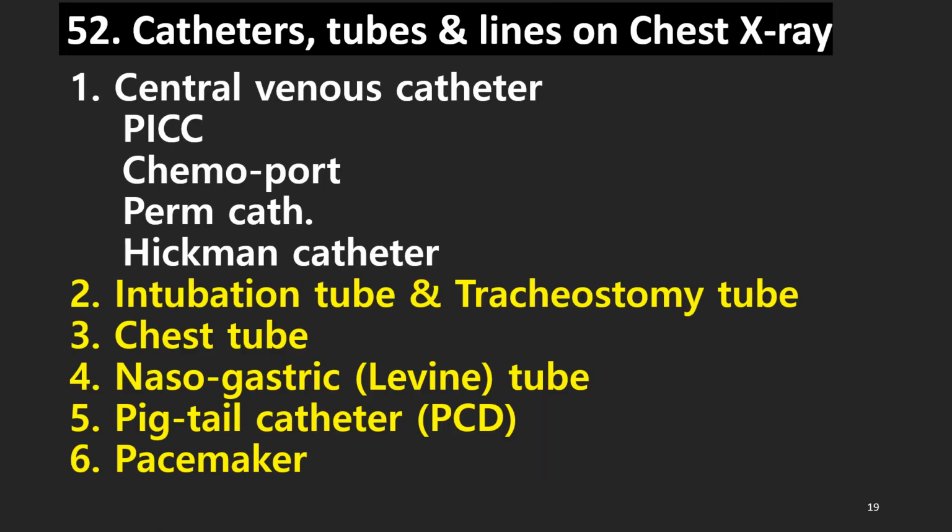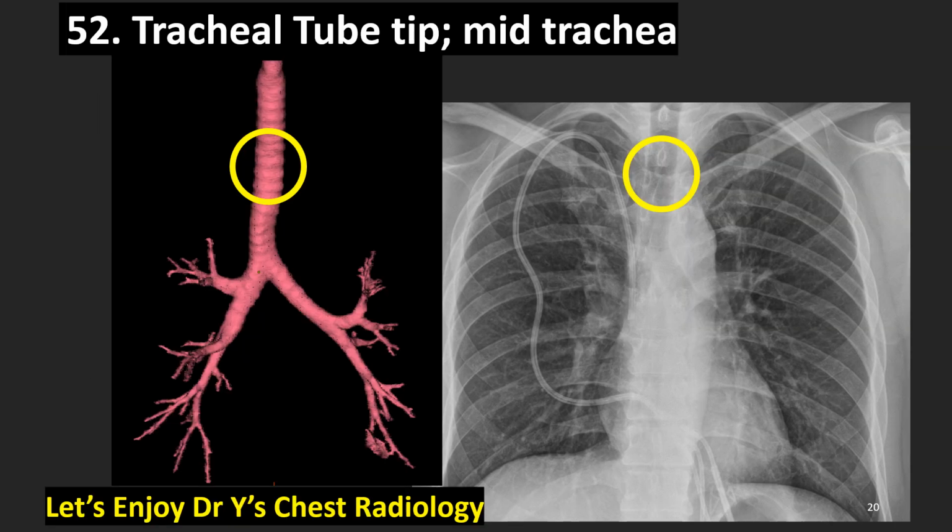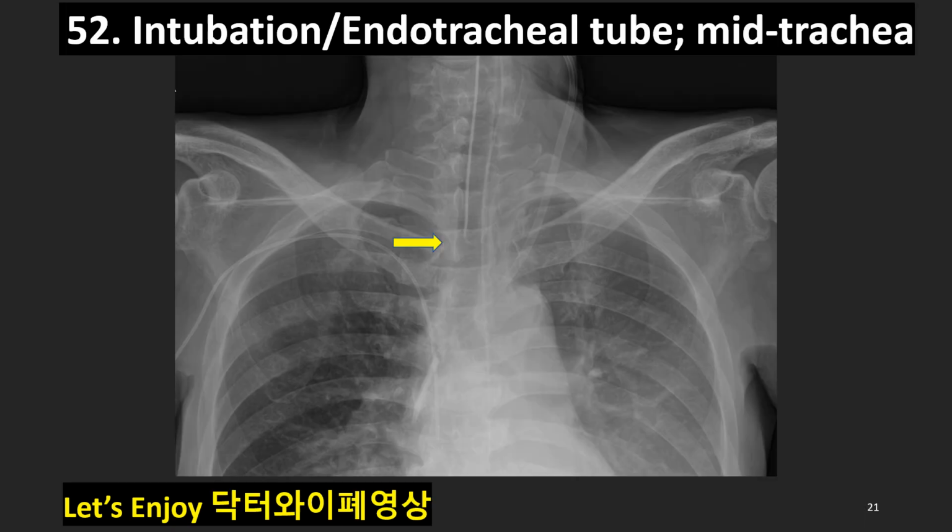And let's move to other catheters and tubes. Tracheal tube tip should be in the mid-trachea. The two round yellow rings show us the mid-trachea, where the tracheal tube tip should be positioned. We see the tip in the mid-trachea of the intubation tube and the tracheal tube. And we also see the central line and PICC at the SVC-RA junction.